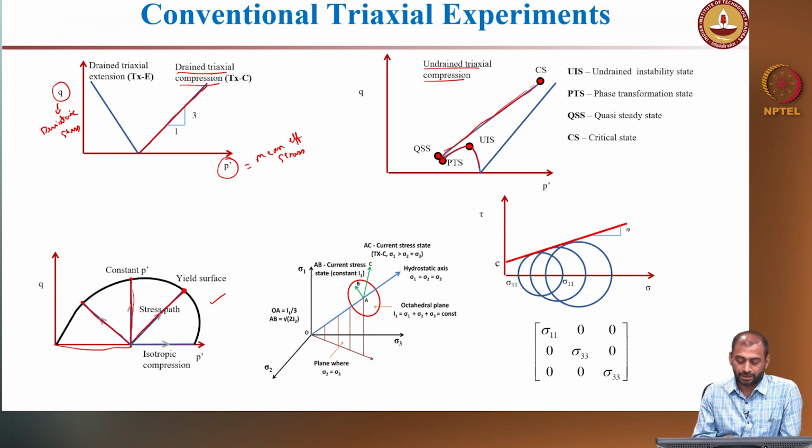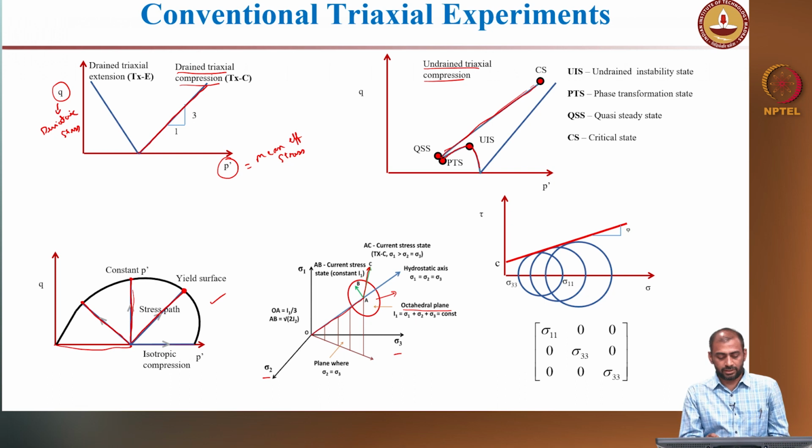If you want to construct the same failure locus in the principal stress space, sigma 1, sigma 2 and sigma 3, you move on the hydrostatic axis, that is, you are isotropically consolidating the specimen and moving to this particular point. If you are performing a triaxial compression test, obviously the stress path will not be on the deviatoric plane or octahedral plane. This is an octahedral plane perpendicular to the hydrostatic axis. So you have to project it back onto this particular plane to construct the failure locus.